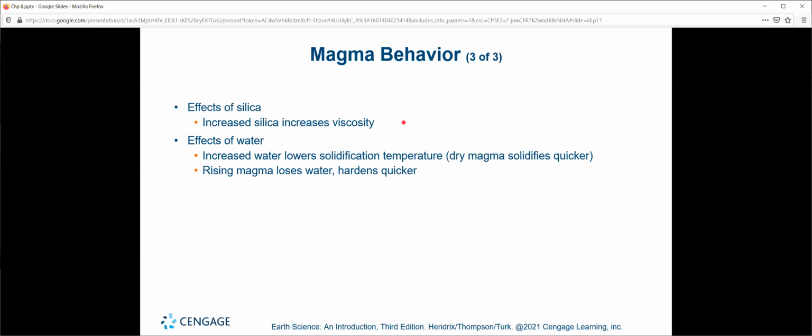The silica content increases the viscosity, or essentially how syrupy the magma is. The more silica you have, the more viscous it becomes. The more viscous it becomes, the less likely it wants to move, right? A very viscous substance does not like to move very much. Gasoline's not viscous. Syrup is viscous, right? And the effect that the difference in water has is that water lowers the solidification temperature, if you will, of the magma, meaning the dry magma solidifies quicker and hardens faster.